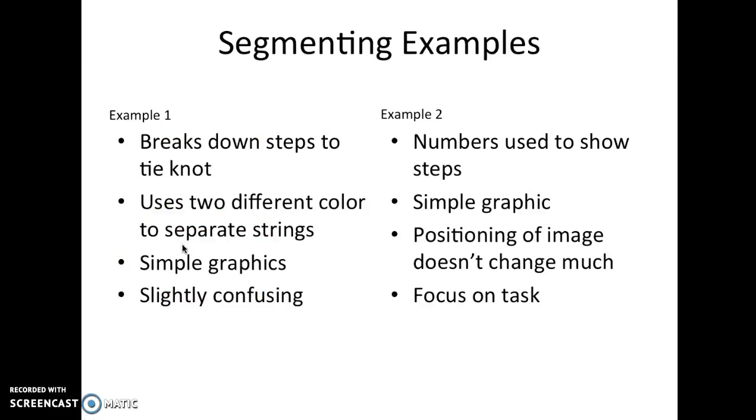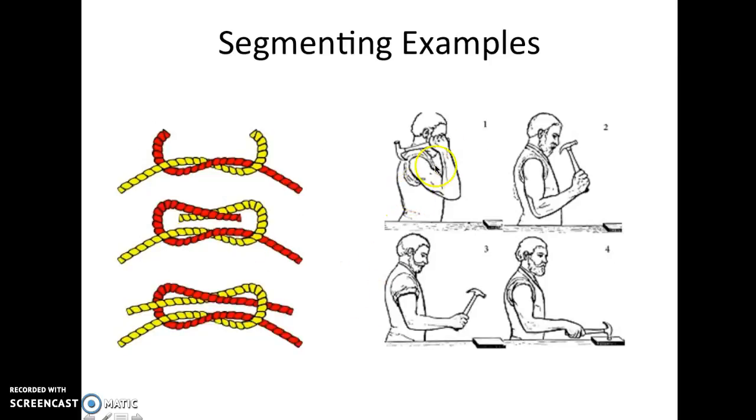And then the second example, numbers are used to show the steps. It's a simple graphic again. Positioning of the image doesn't change much, and it's a focus on the task. So basically, the table stays in the same place. What he's hitting doesn't really move. His body doesn't really move. The only thing that's really moving is the positioning of his arm and the hammer. So you can really see that motion they want you to imitate. It's a really nice flow. It's really easy to digest for your processing system.